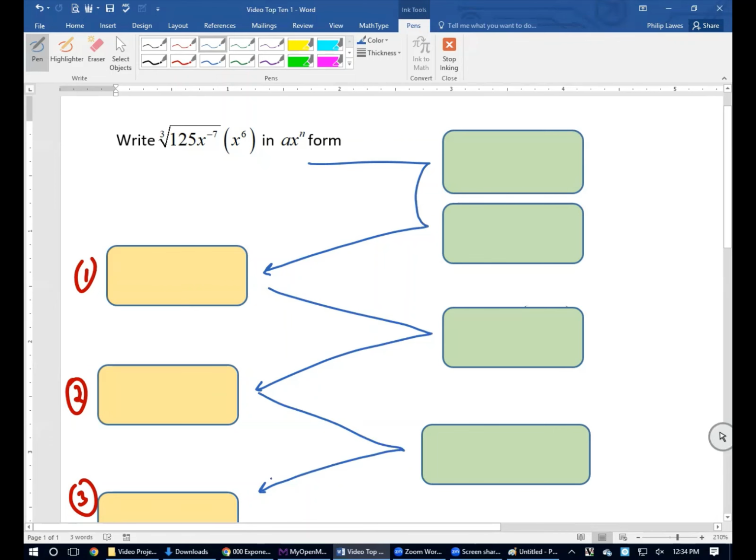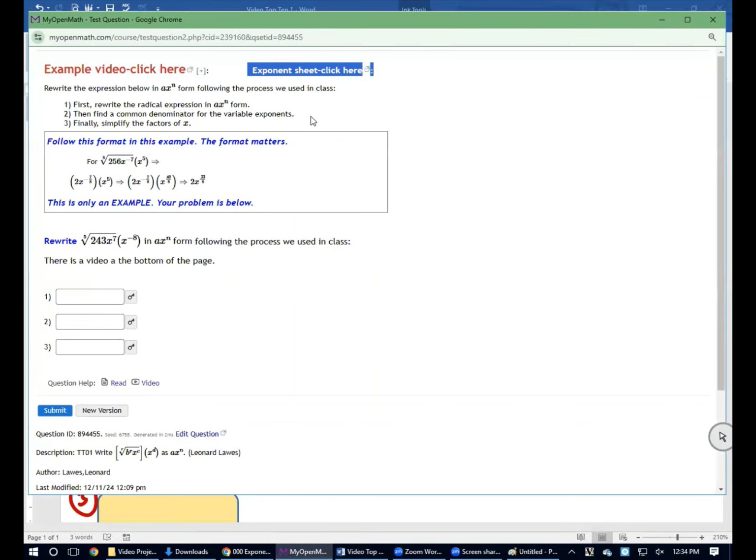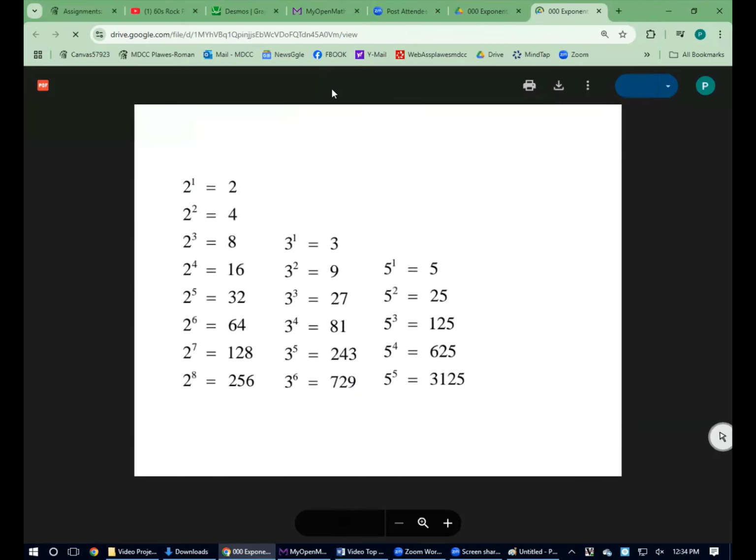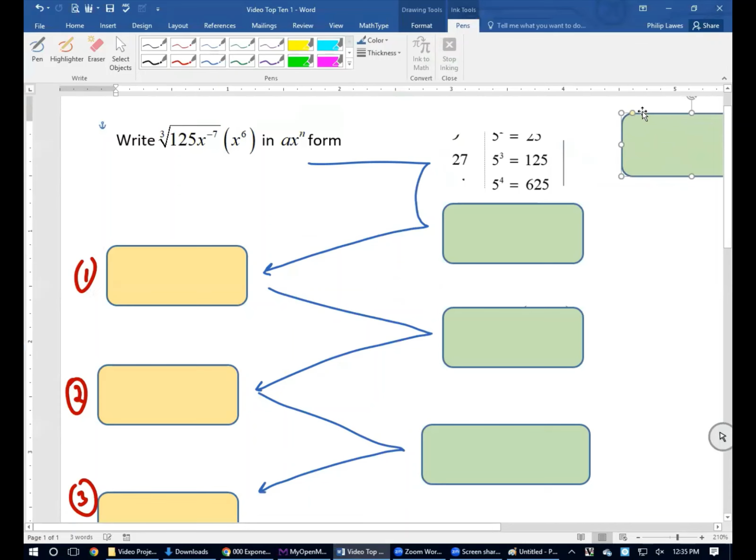Okay, so the first step is going to be go to the problem and click on this exponent sheet. And this page will pop up here. And these are the exponential values that we're going to use in solving this problem. If you look on that exponent sheet, one of the things you'll find over on the right is this statement that 5 to the third equals 125. So I'm going to turn that 125 into 5 to the third.